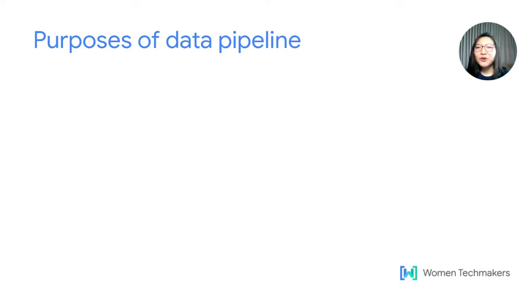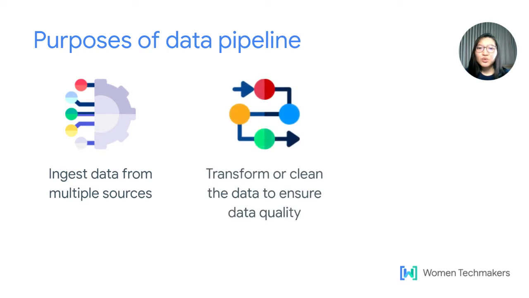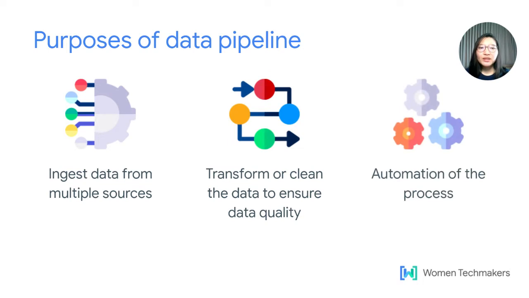As I have mentioned before, the purposes of the data pipeline are, first, to ingest the data from multiple sources, because the data can come from a database or from a REST API, and we need to gather all those kinds of data together in our project. Next, we need to transform or clean the data to ensure the best quality. With the best quality of data, we have a great quality model. And the last one is about the automation of the process. Everyone hates manual work. It is very tedious, and if we leverage automation, it makes our life easier.